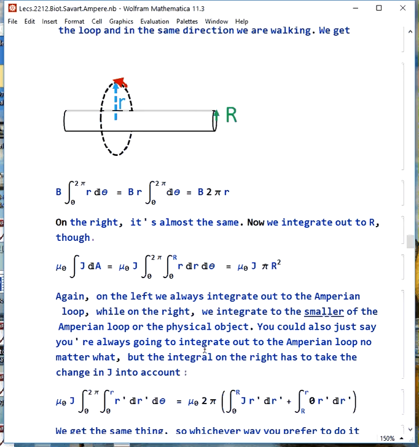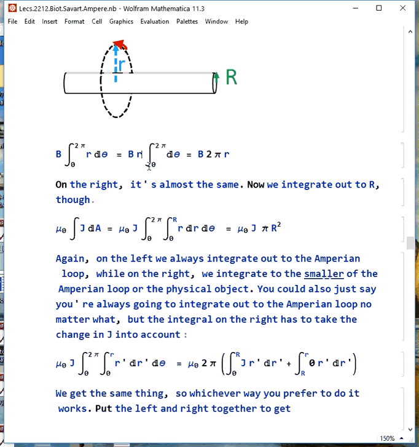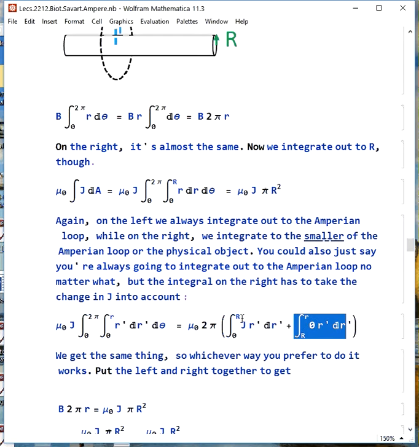Now, just like with Gauss's law, on the left we always integrate out to the imaginary thing, here the Amperian loop. On the right we integrate to the smaller of the imaginary or the physical thing. If you want, you can say you're always going to integrate out to the Amperian loop on both sides, but then for the integral on the right, you have to take the change in J into account. So your integral from 0 to little r breaks into 0 to big R, where you have a current density, and then big R to little r, where you don't. So you don't end up doing this anyway. However you want to do it, that's fine.